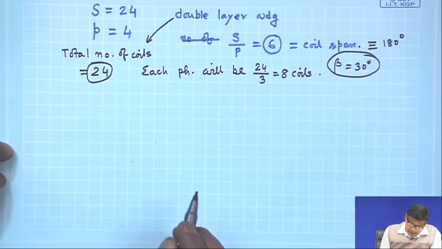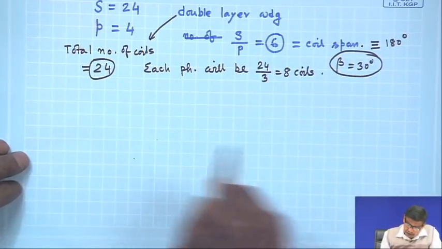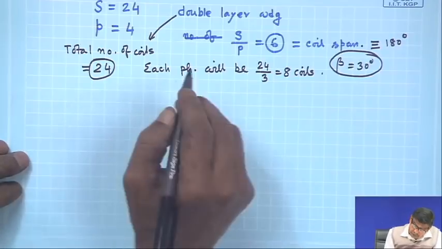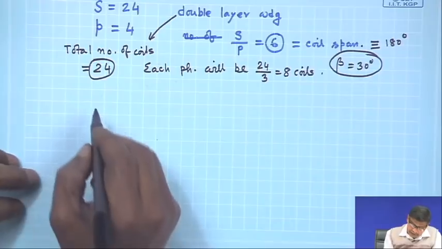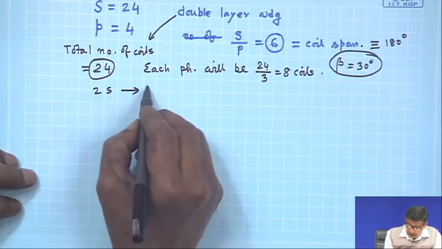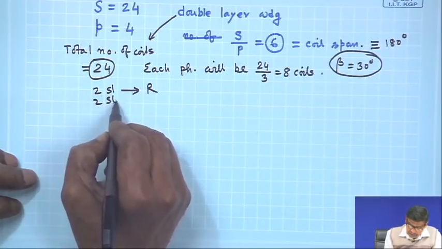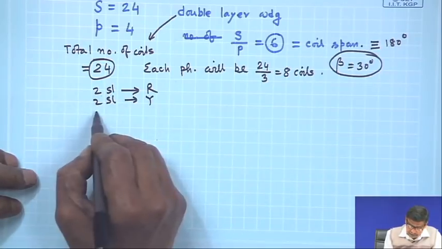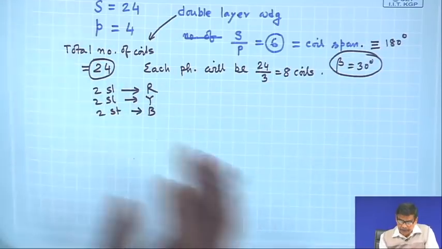Achha. And I will distribute the coils. So, the number of slots available per pole is 6. Therefore, 2 slots I will allot to R phase, 2 slots I will allot to Y phase, 2 slots I will allot to B phase, like that, the previous way only.